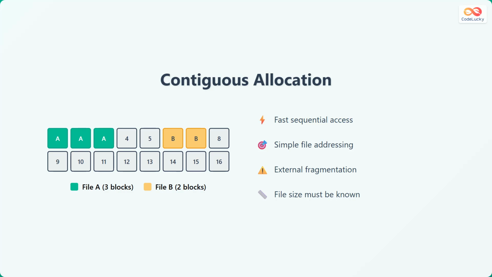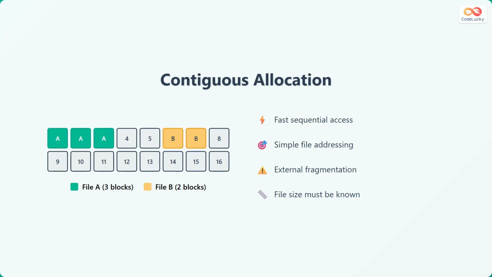Let us understand contiguous allocation in detail. In contiguous allocation, each file occupies a set of contiguous blocks on the disk. As you can see in the illustration, file A occupies blocks 1, 2, and 3, while file B occupies blocks 6 and 7.